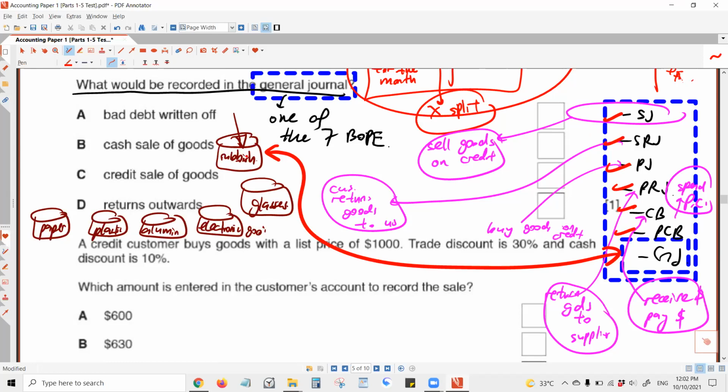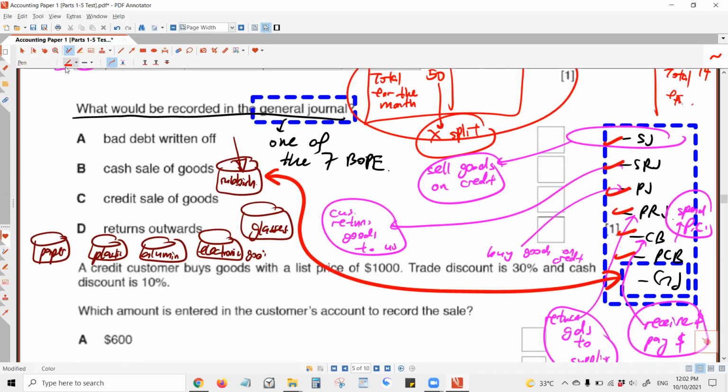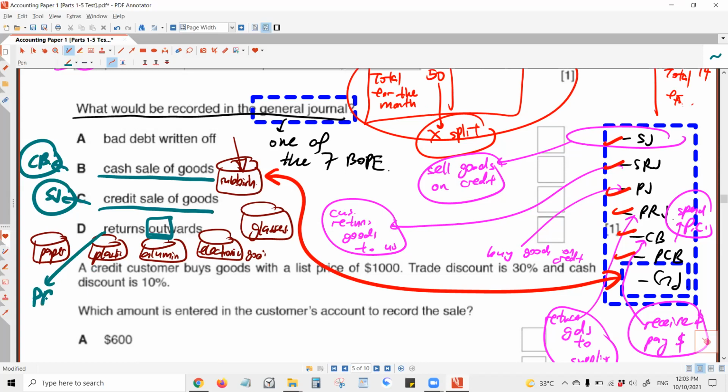Now we see the answer. What would be recorded in the general journal? Cash sales of goods: sell goods and receive cash. This means record it into the cash book, because you receive money. Credit sale of goods means sell goods on credit, record it into the sales journal. Returns outwards, you must know the synonym of returns outwards. Out, getting out of our business, must be us returning goods back to the supplier. This is known as purchases returns, so record this into the purchases return journal.